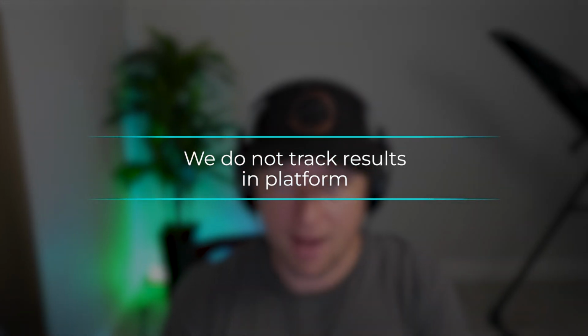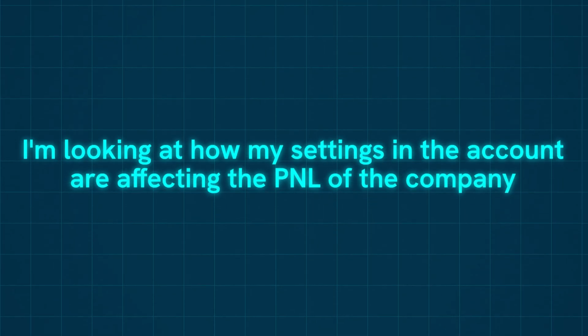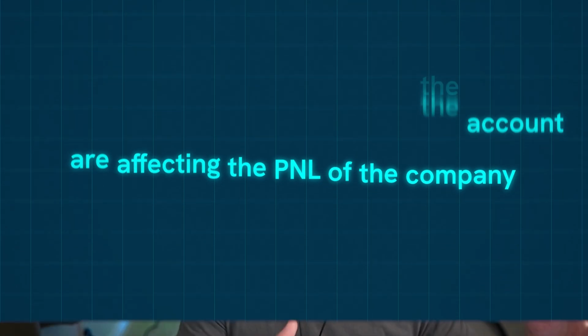Now, the really important part about this is that we do not track results in platform. So I'm not looking at ROAS, I'm not looking at conversions. I'm looking at how my settings in the account are affecting the P&L of the company. What is going on in the business due to my changes in the ad accounts? Now, there are correlations that take skill and time to understand, but this is going to be a general overview of one of those correlations we found to be effective on settings inside of ad accounts that tend to drive more colder traffic, new customers on the back end of the business from a P&L perspective.